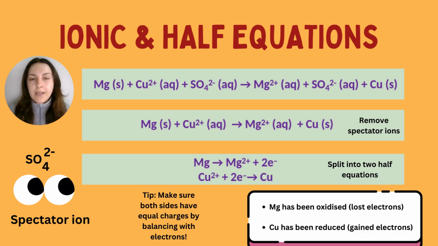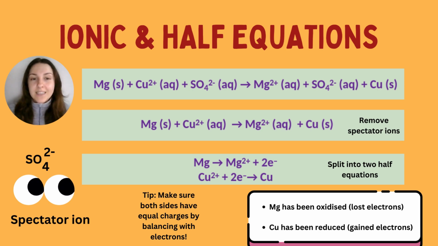Essentially what we're doing with the half equations is trying to balance the charges out and seeing what substances have been oxidized and reduced based on those charges. So as you can see, magnesium has been oxidized because it's lost those electrons, whereas the copper has been reduced because it has gained them.